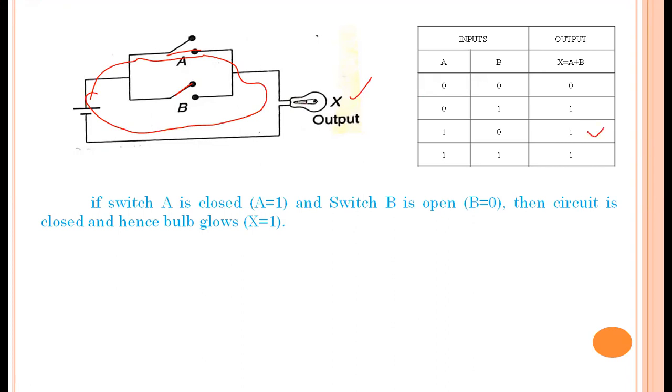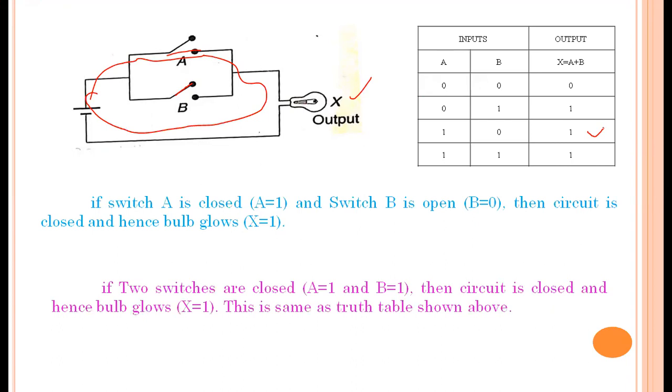And the final condition is if A is equal to 1, that is A is closed, and B is equal to 1, that is B switch is also closed. Then what happens? Both the switches are closed, the current will flow through the two switches and the total current will flow through the bulb and the bulb glows. So in such a case also the bulb glows, it shows the 1. So this is the analysis of the electrical equivalent circuit of the OR gate.